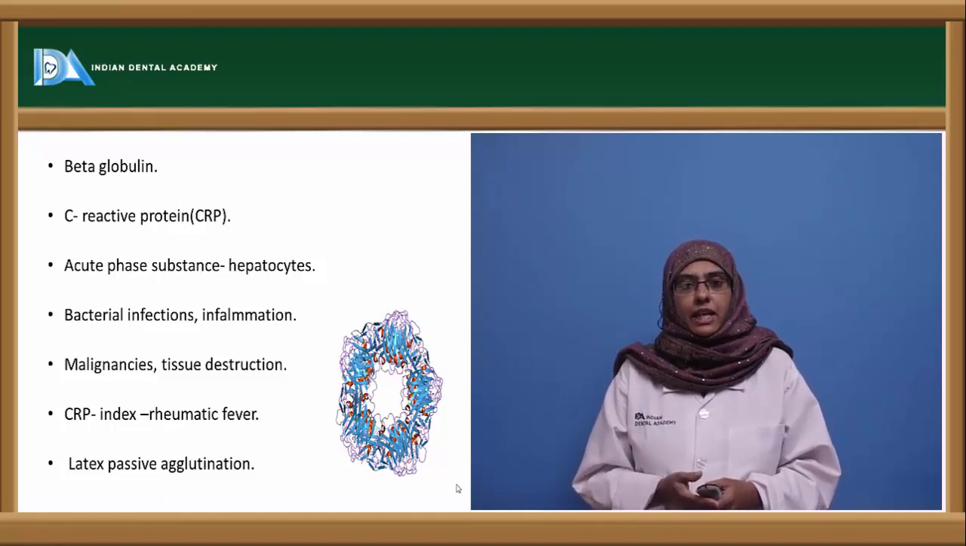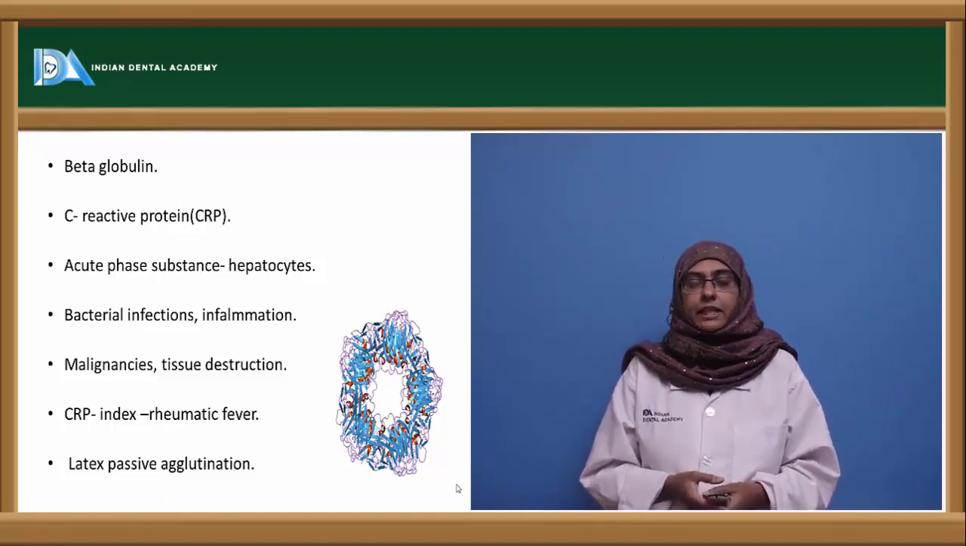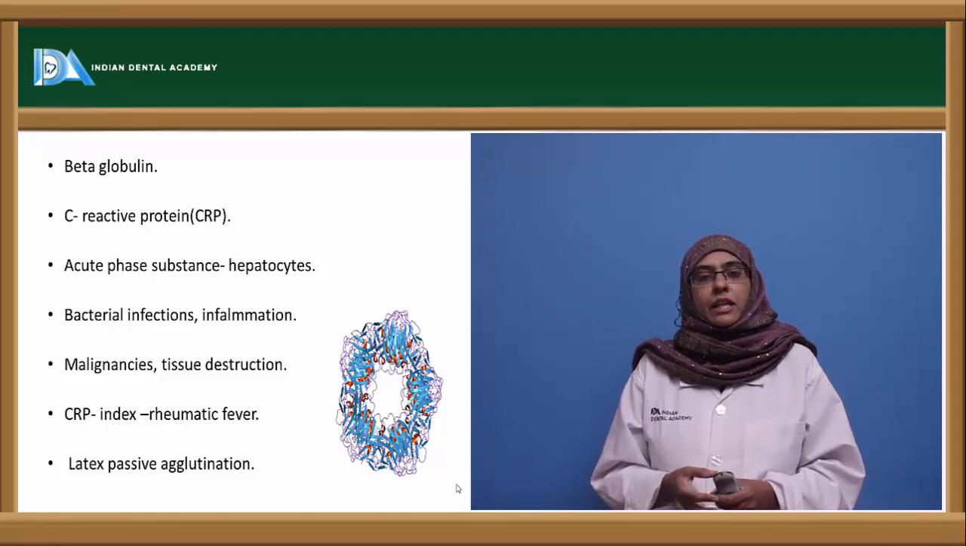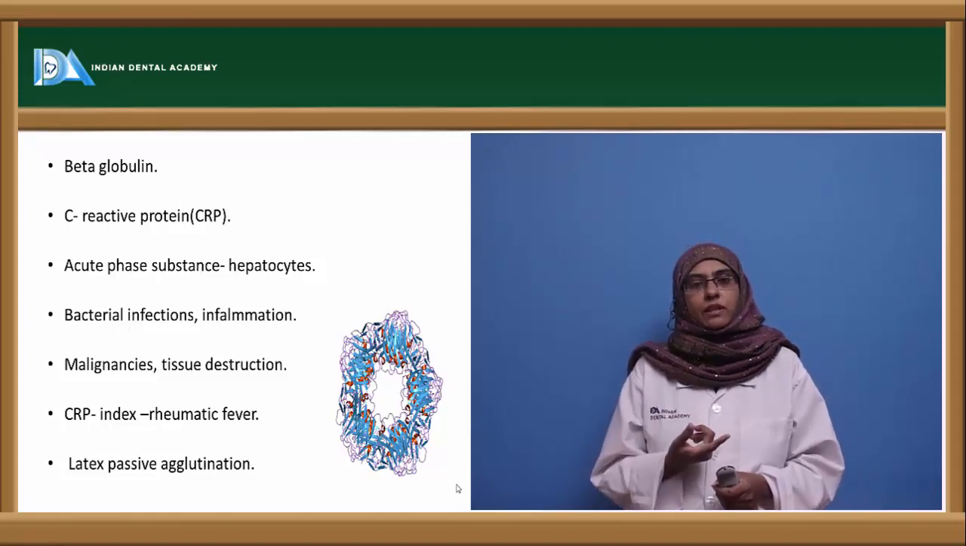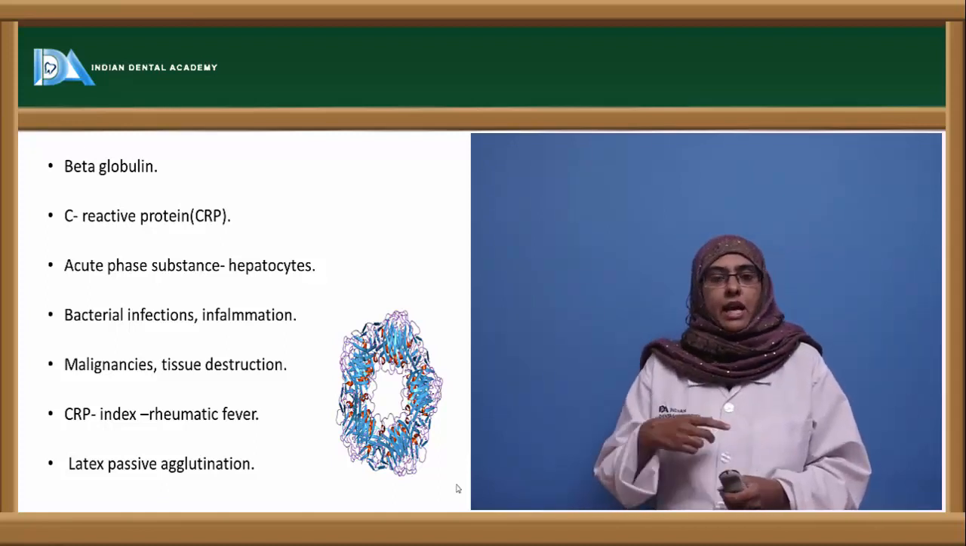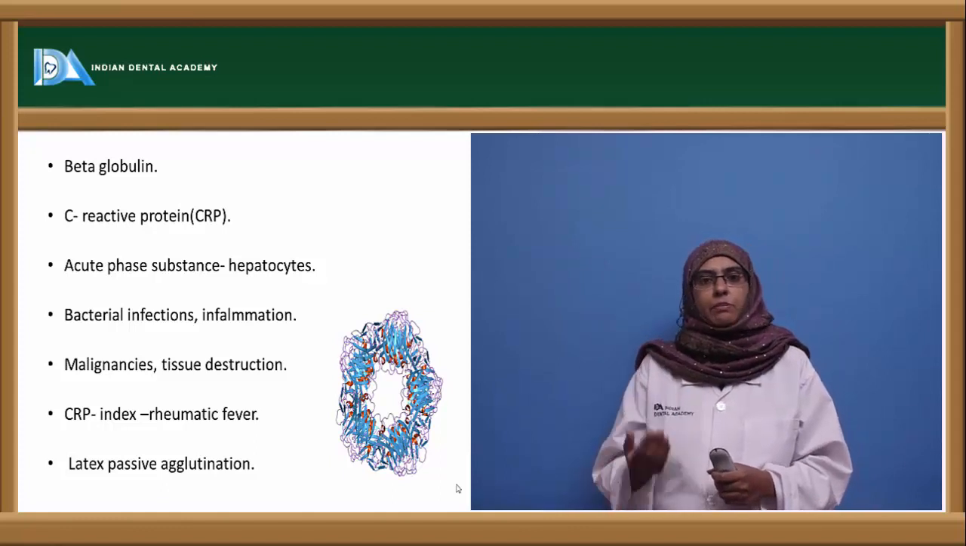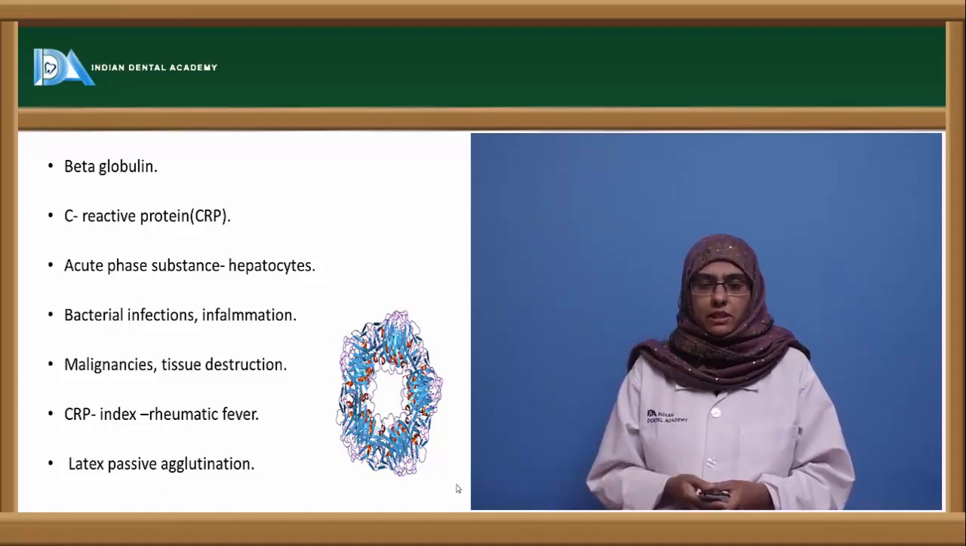To identify the C-reactive protein, we can go with the latex passive agglutination test, where the latex particles are usually coated with the anti-CRP antibody, and this helps to identify the CRP protein which is associated with pneumonia.